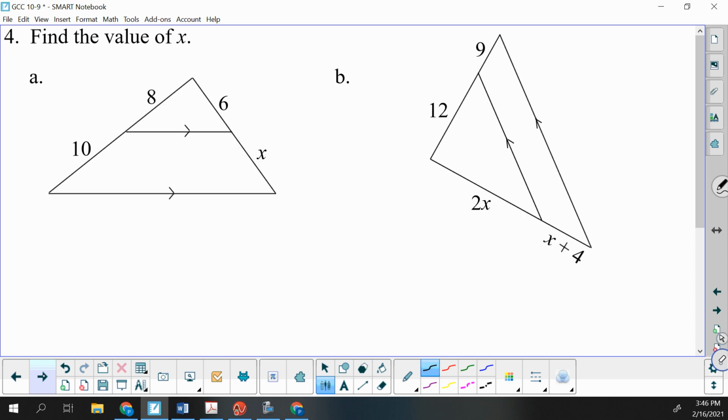So let's look at some applications of this. So we could take 8 from the left over 6 from the right equals 10 from the left over x from the right. If we cross multiply and solve, we'd get 8x equals 60.